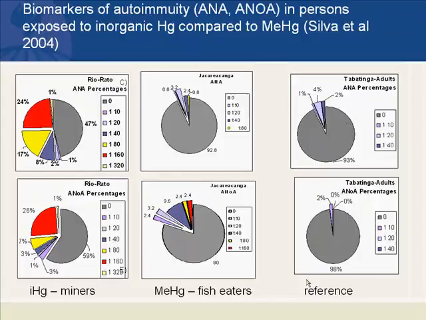In contrast, this is a population with very high exposures to methyl mercury through fish. You don't see much change at all in anti-nuclear antibodies as compared to a referent population. You do see some increment here in the antinucleolar antibodies related to the levels of methyl mercury, but it's nowhere near as potent as the effects of inorganic mercury. So this is really a very potent material.